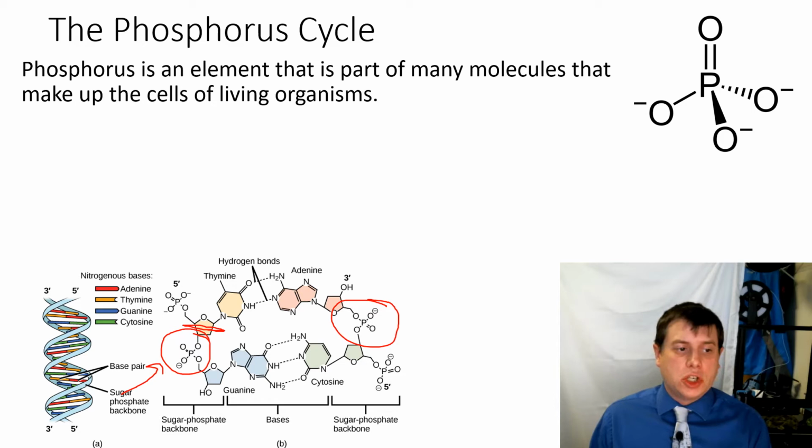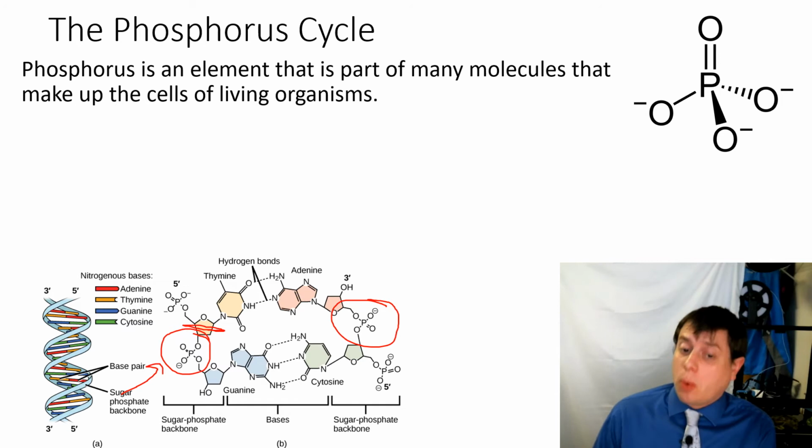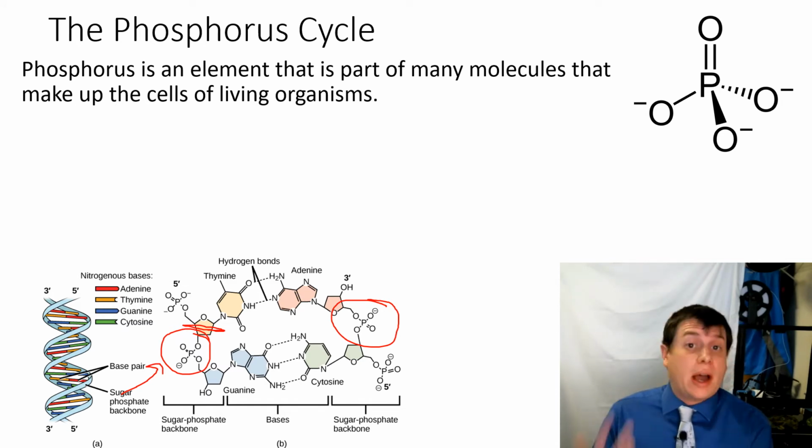This linkage just goes the whole length there, and then the nitrogen bases are bonded to that. So that is fundamentally how DNA is made, which is why phosphate is an important element when we're talking about life on Earth, because without DNA, the information can't be passed on.